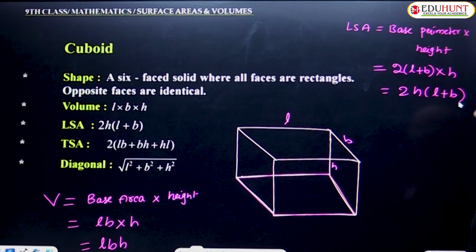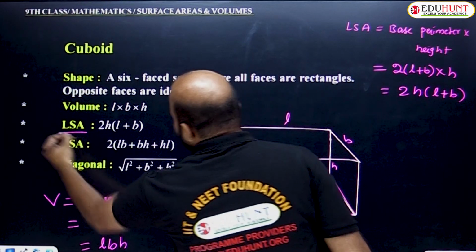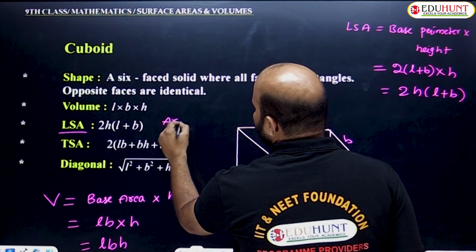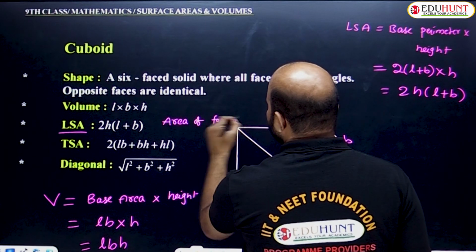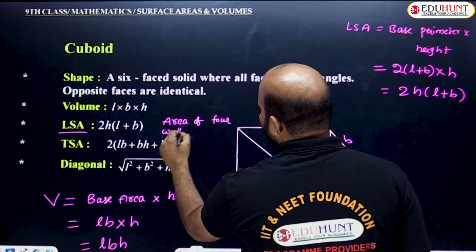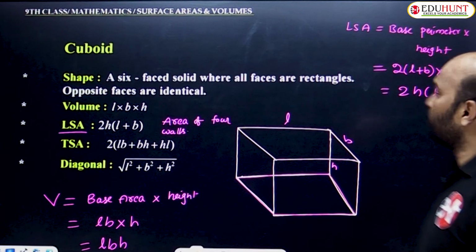It is also called the area of 4 walls. So lateral surface area is also called the area of 4 walls, the area of 4 walls of a room. Okay. That's one. Next one, total surface area.